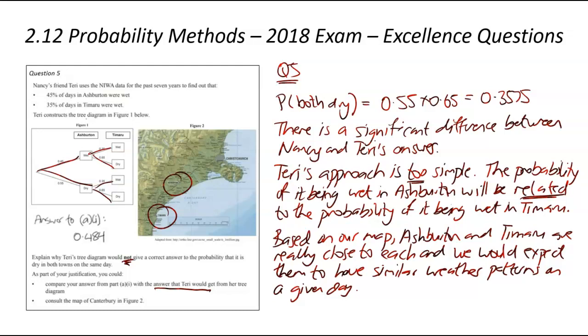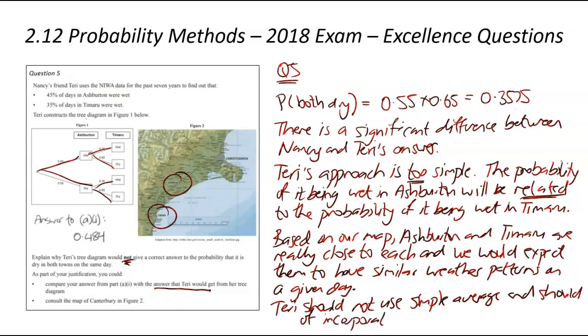So, in summary, we're trying to say Terry shouldn't use the simple averages that she's found above. She shouldn't really use these simple numbers. She should consider using conditional elements or conditional probability. Terry should not use simple averages and should have incorporated conditional probabilities.